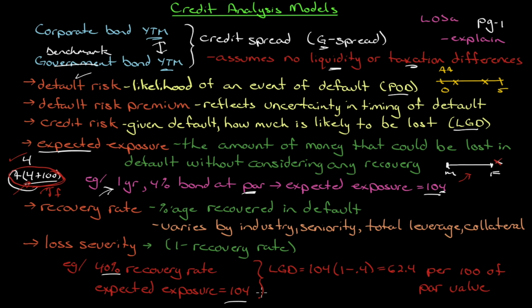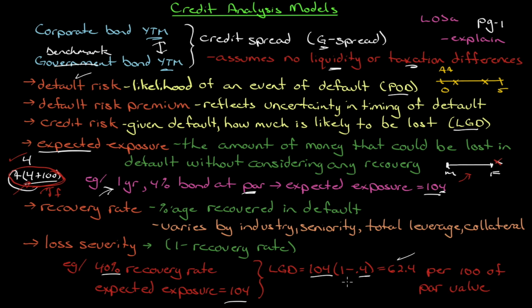So when we say we have a 40% recovery rate, we don't just mean 40% of par. We mean 40% of our expected exposure. So our loss given default is our full exposure. And if this is our recovery rate, 0.4, our loss given default is 1 minus that. Our loss given default will be 62.40 per 100 of par value.